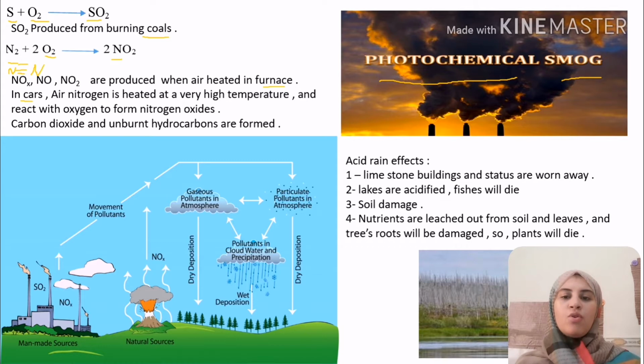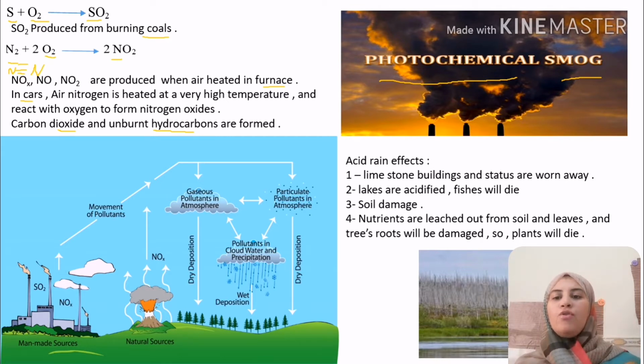to form nitrogen oxides. The last of the pollutants is carbon dioxide. Carbon dioxide and unburned hydrocarbons are formed during incomplete and complete burning reactions. Carbon dioxide and unburned hydrocarbons are responsible for increasing the level of photochemical smog.